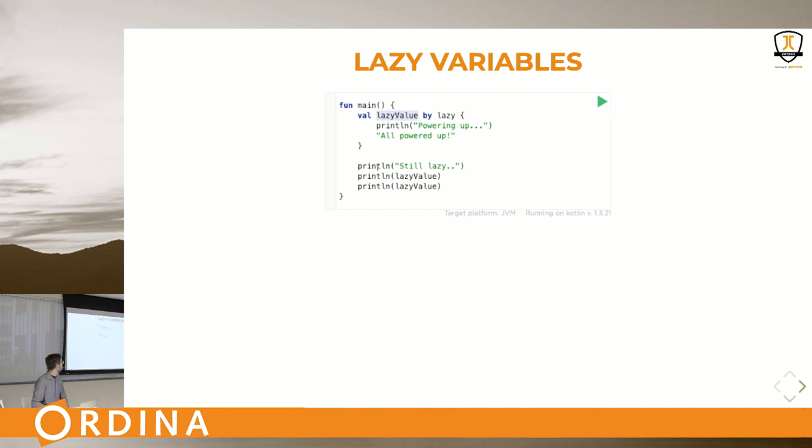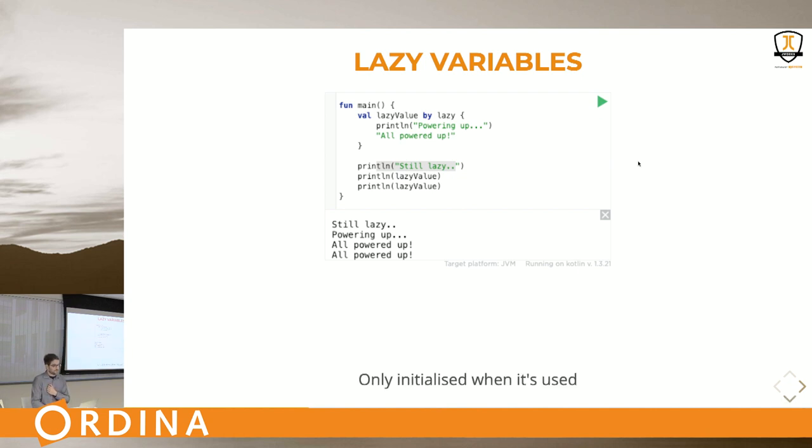Now, if you execute this, still lazy, it shouldn't be evaluated yet. Then we would see the powering up and then all powered up twice, because the powering up will only happen once because of the lazy evaluation. And that's exactly what we got. Okay, so it's only initialized when it's used.